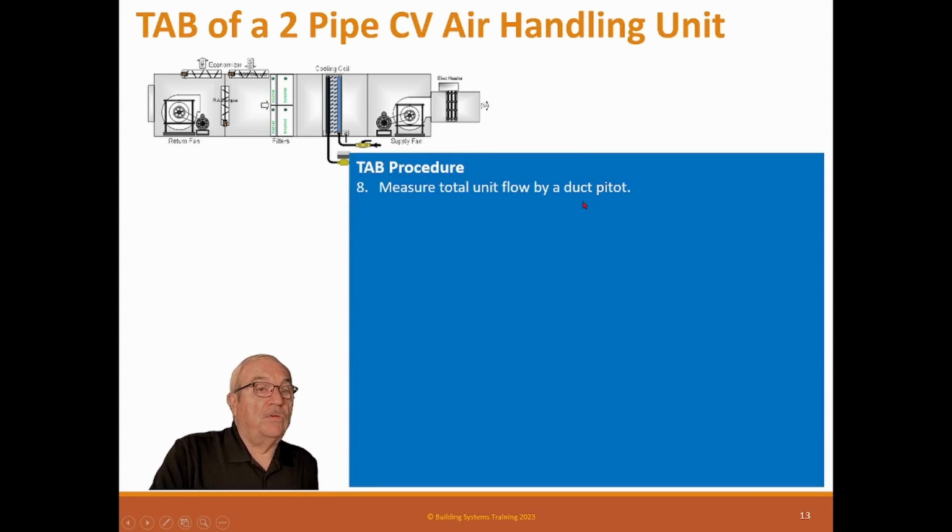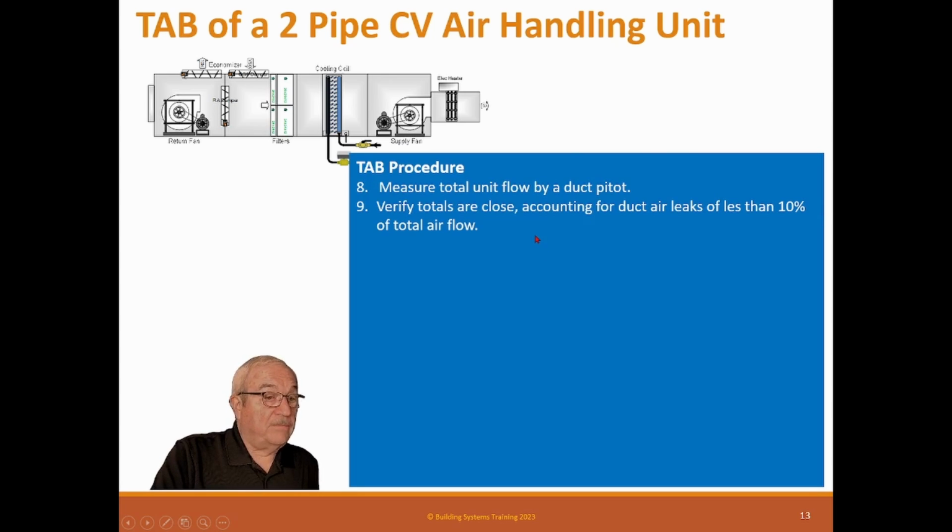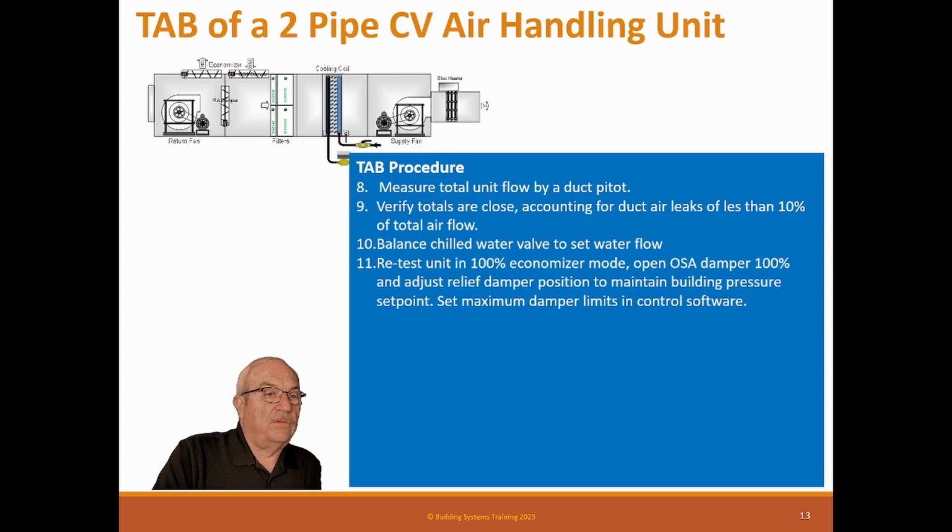Measure the total flow by the duct pitot. Verify totals are close from your grills and registers that you've run out here in balance. And again, you're checking for excessive duct leakage. What you should see is only a few percent, 5%, that's okay. Even 10% is okay. But once you get past that, it starts getting concerning. You get up to 20%, and they have to fix that. Balance chilled water valve to set the water flow.